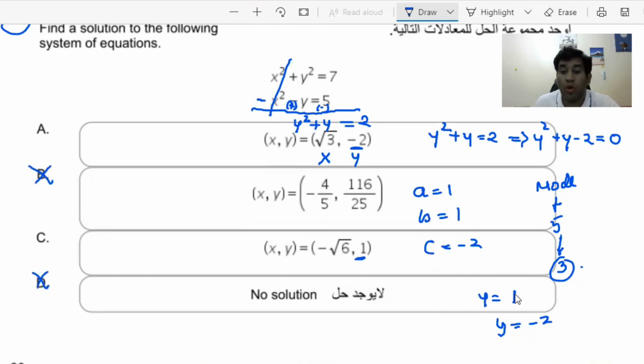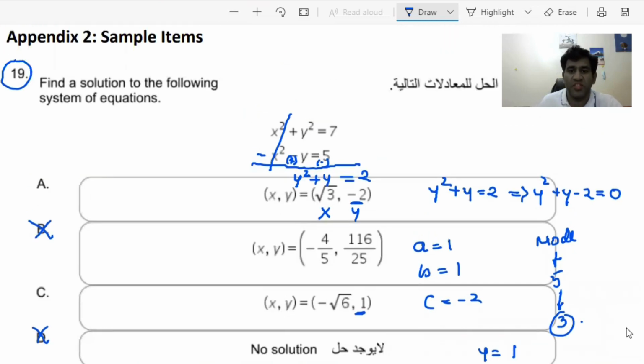Now how do I solve further? Then I need to solve for x. So how do we solve? You can substitute the value of y as 1 in the first equation, that is x square plus y square is equal to 7, and solve for x. Let me start with y as 1. So I can say x square plus 1 square is equal to 7.